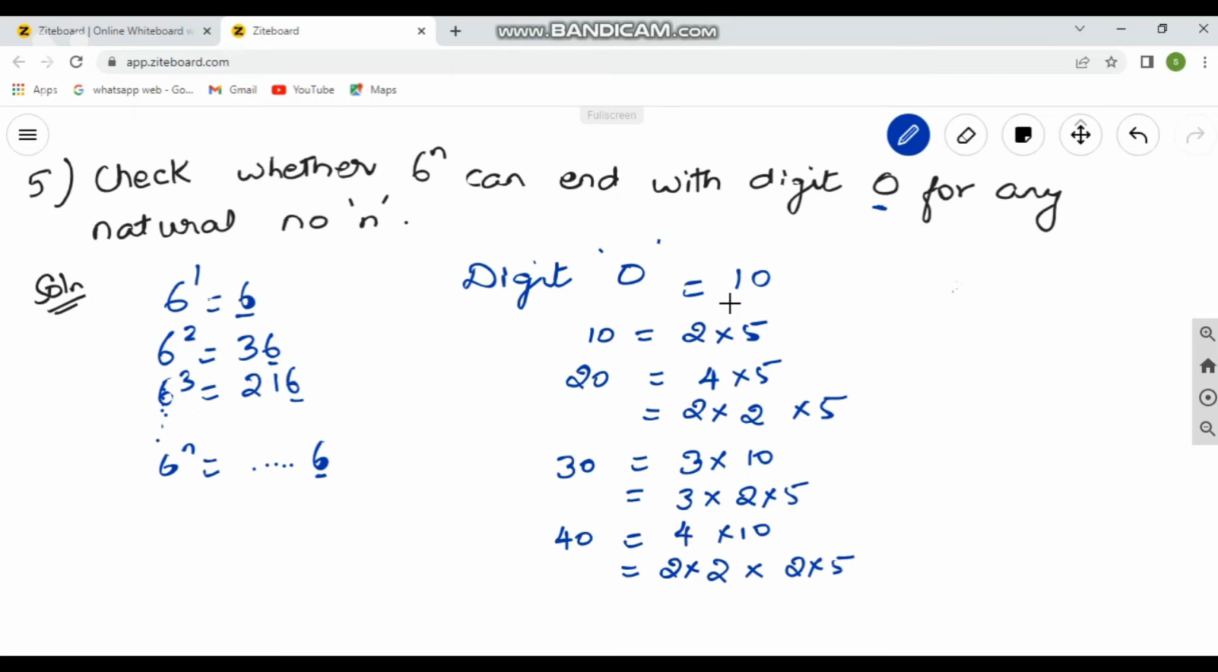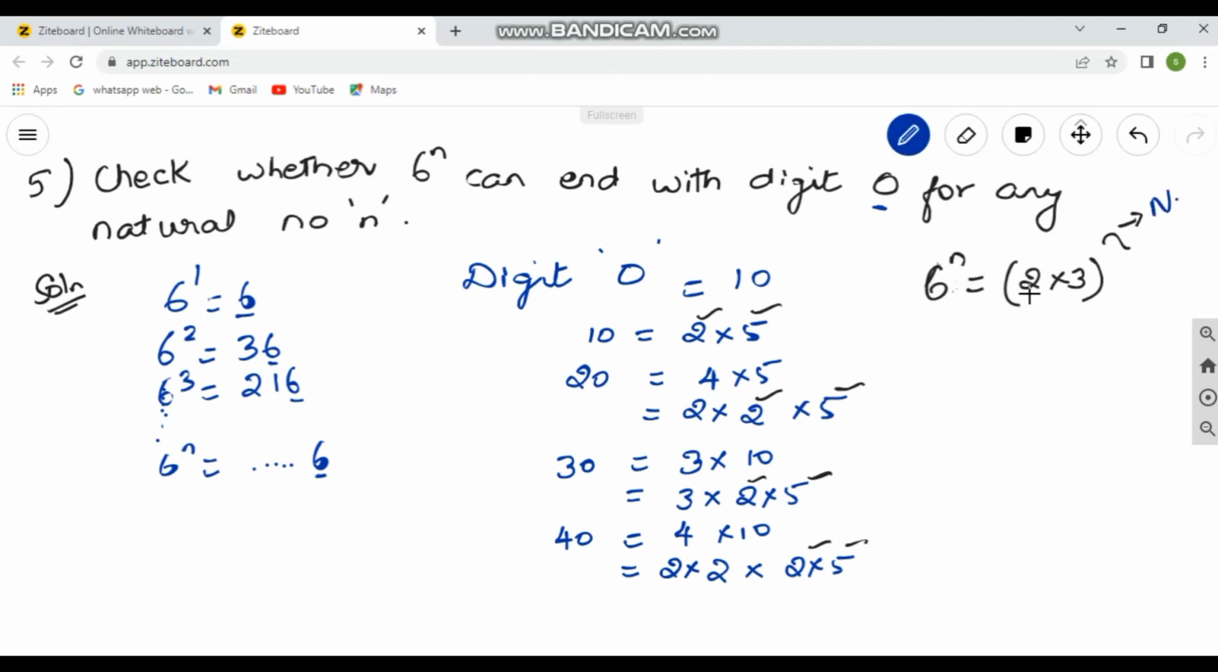Now you just see in all the cases, 2 and 5 are present in 10, 20, 30, 40. So we can observe that 2 and 5 are present in every number which ends with 0. Now if you consider 6 power n, 6 I can write as 2 into 3, 2 3s are 6, the whole power n. This n is a natural number.